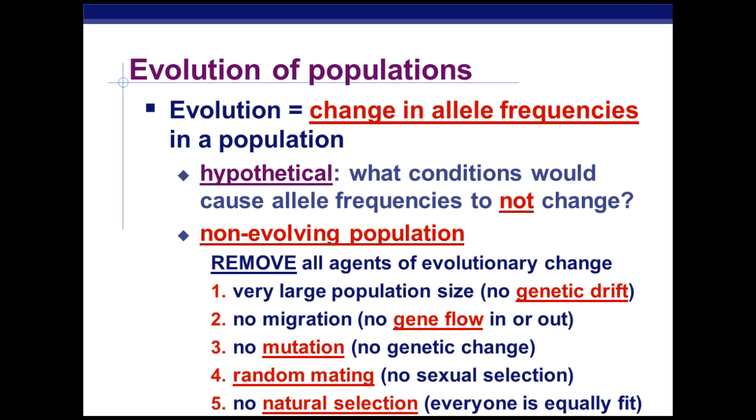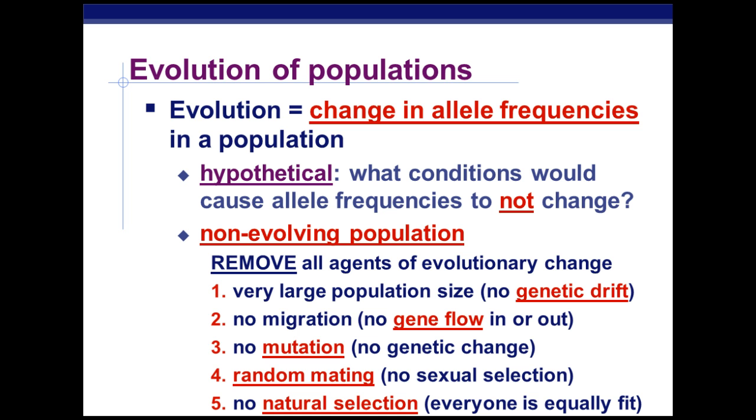Now, by using allele frequency, we can look at evolution as the change in the frequency of alleles in a population. So let's ask ourselves a key question here. What conditions could cause the allele frequencies to not change? In other words, what would the characteristics of a non-evolving population be? In effect, we'd be removing all 5 major agents of evolution, right? In other words, we would have the following in your notes.